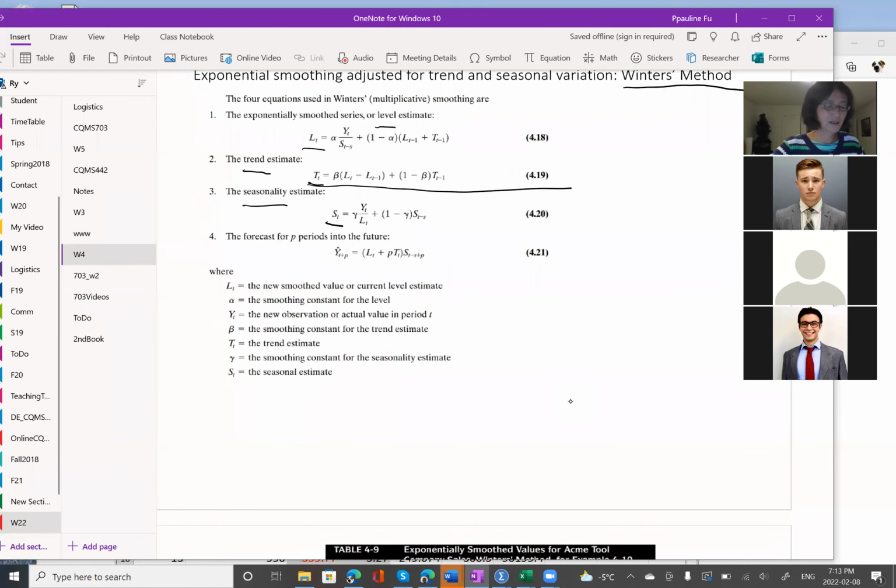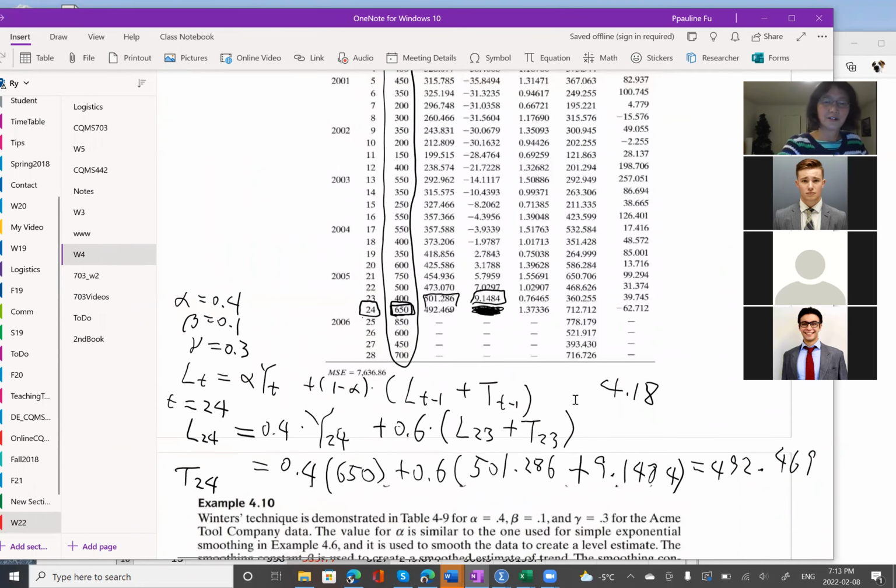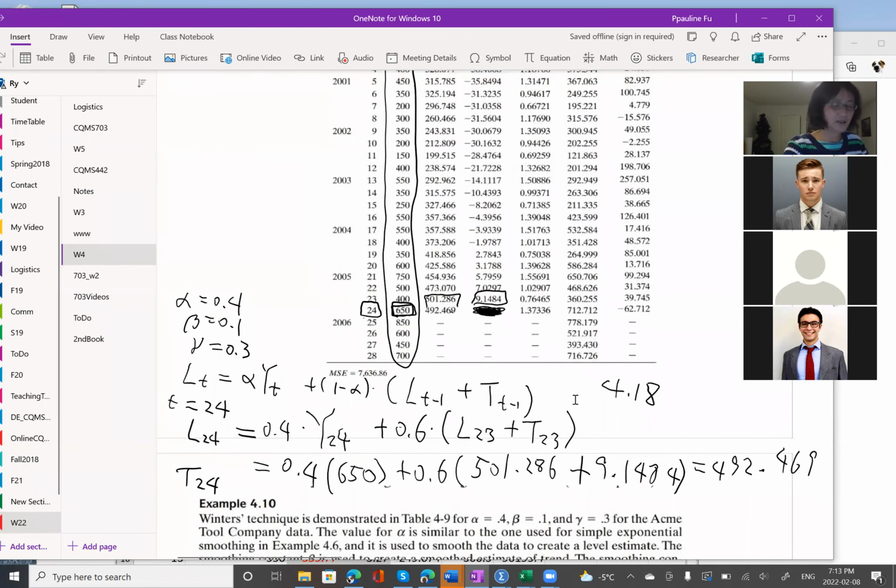I'm going to copy this formula so that it's easy to reference. Do I have space? Maybe write it down here. So capital T equals beta times LT minus LT minus 1, plus 1 minus beta times T minus 1. So this formula is 4.19. We are going to use this formula to calculate T24.